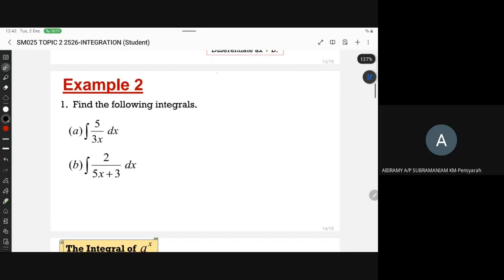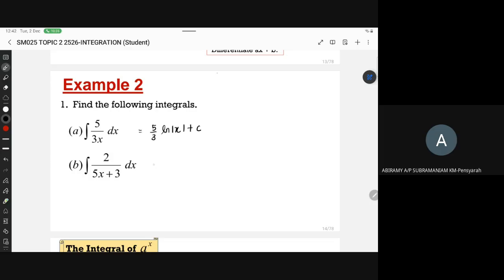How to integrate 5 over 3x. So we are not going to bring the x to the numerator. Okay, that's a very wrong way of doing this. This is a special case where the x is to the power 1. So the answer will be ln x plus c.